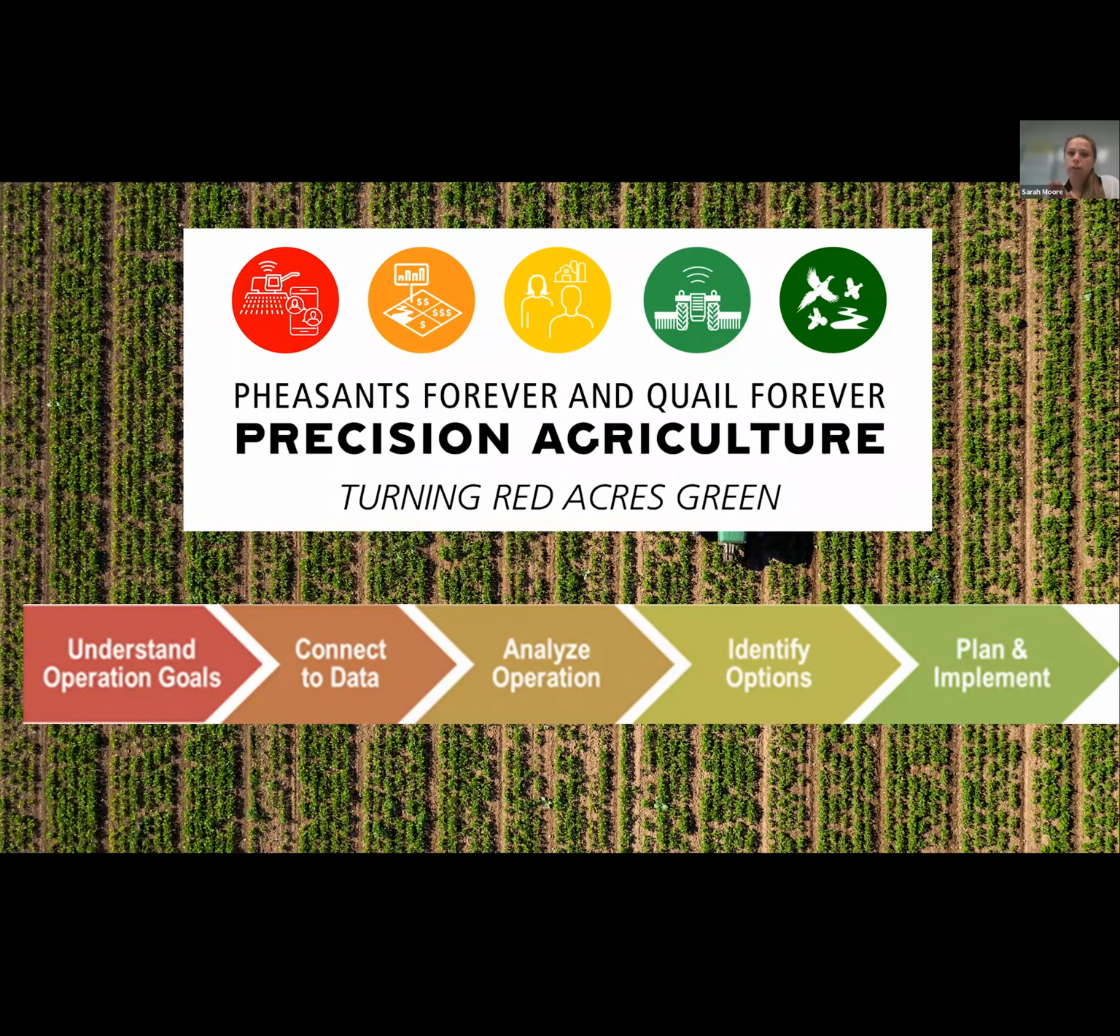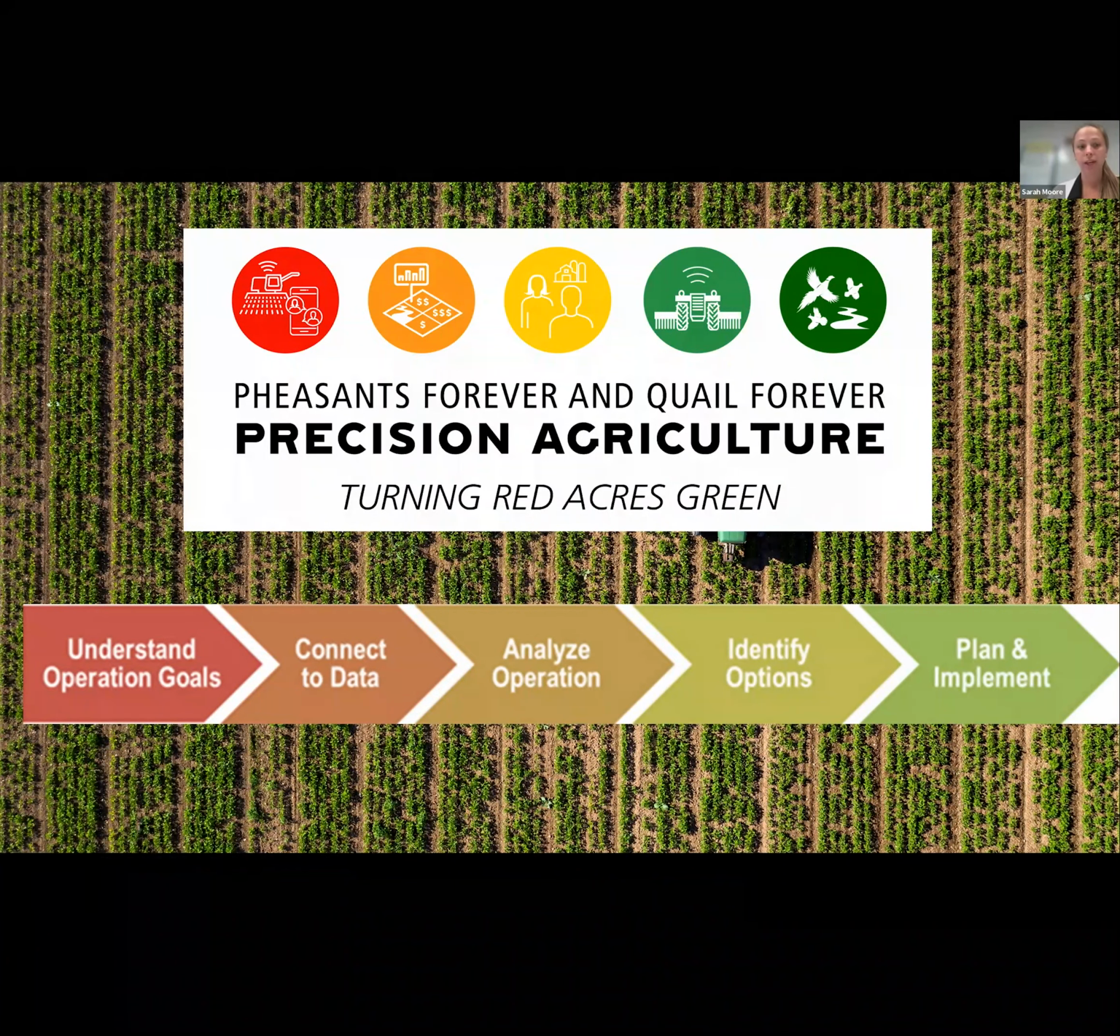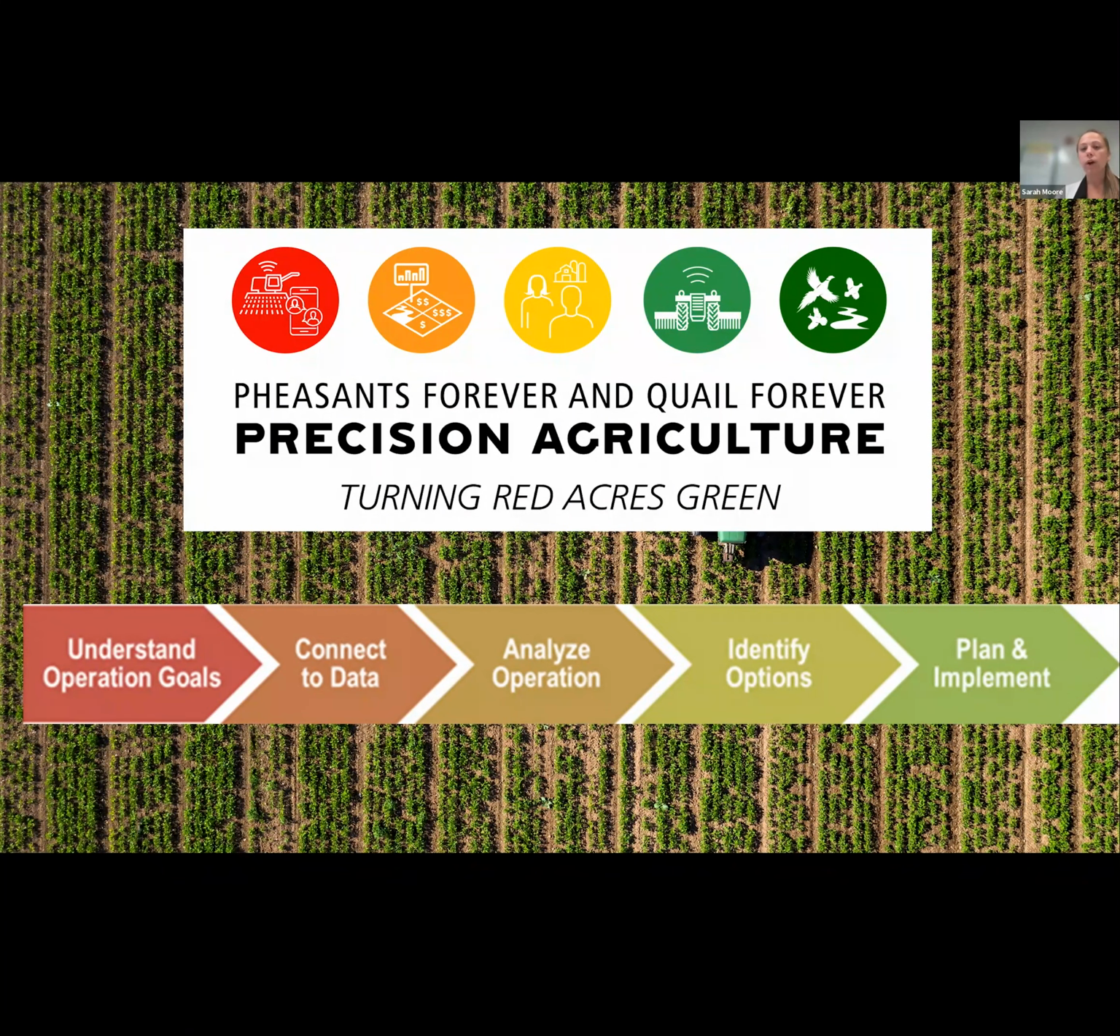So I just want to take you through the process of working through a farm. The first step is to understand the operation goals. What sort of conservation issues are you having? Do we have resource concerns? What is your goal, just to increase your profit, increase your yield? It's really about working with the farmer to figure out what those goals are first and foremost.